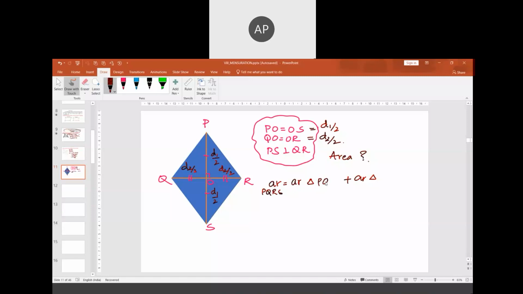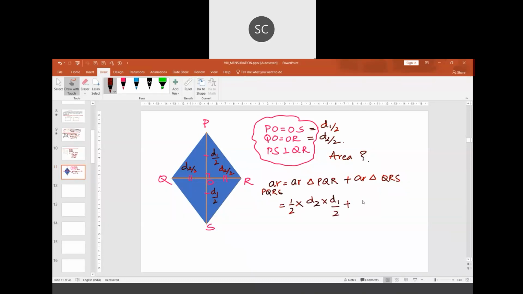Okay, suppose I take PQR, and this I'll take as QRS. If I have divided it, how do we find the area of PQR? Half into what will be the base? Base will be QR, D2. It is D2, because the full length of QR should be considered. It is D2 into height. What is the height? D1 by 2.